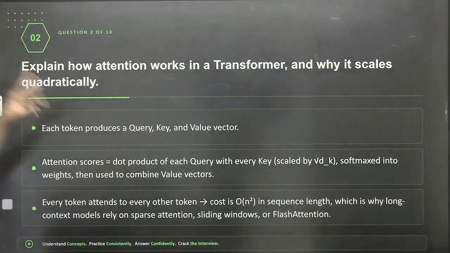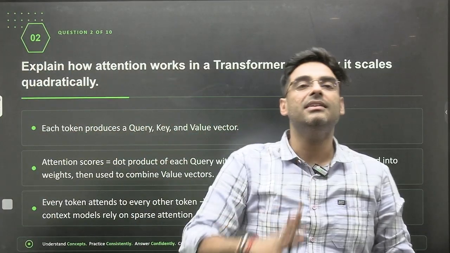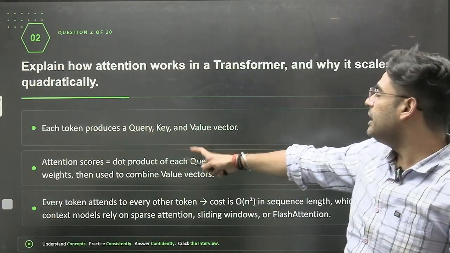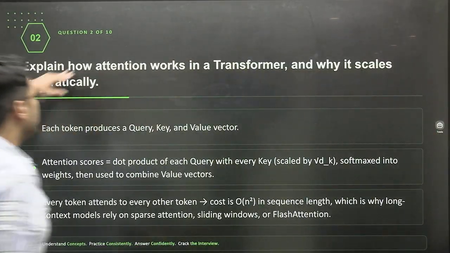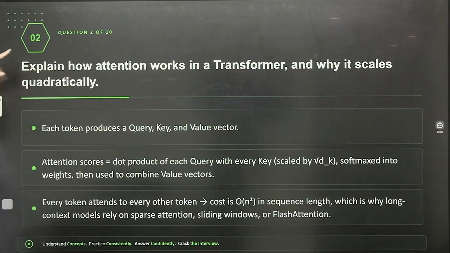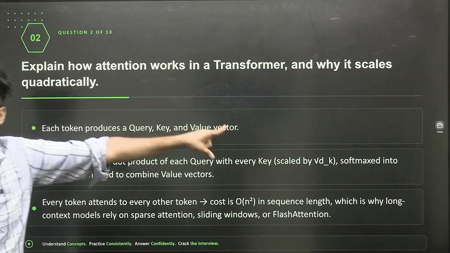But how to actually answer, what all points to cover in this question, the must-include points, should be: firstly, explain how the attention mechanism works in a transformer and why it scales quadratically. Each token produces a query, key and a value vector.